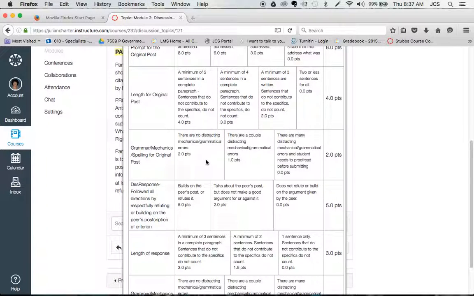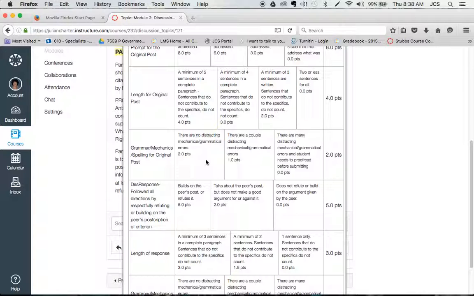I want to talk a little bit about mechanical and grammatical and spelling errors. I'm not an English teacher, but if they are distracting to me, you will get marked down. Okay? So distractions, not using commas and periods, not capitalizing. This is a big one. This is where most people lose points. Not capitalizing proper nouns. The word I is always capitalized. A name is always capitalized. A place is always capitalized.